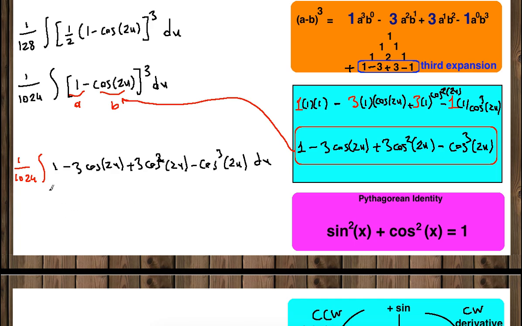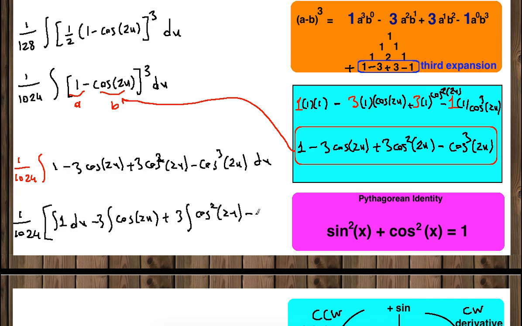Now we're going to separate each term into separate integrals, and we're going to attack each integral one by one. So we have 1/1024 in the front, integral of 1 with respect to u, minus integral of, we can pull 3 to the front, cosine of 2u, plus 3 integral of cosine squared of 2u, minus integral of cosine cubed of 2u, again du, and du here.